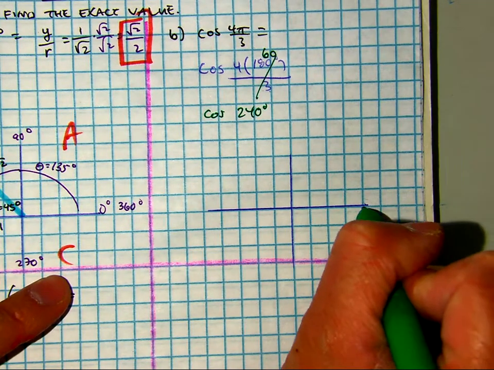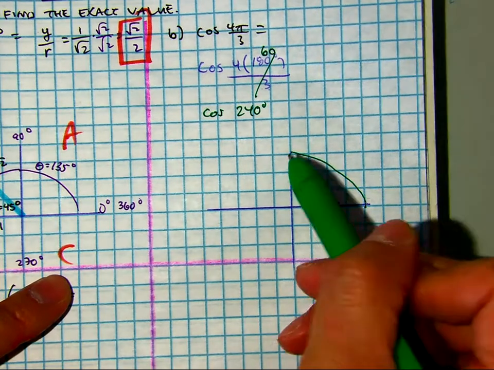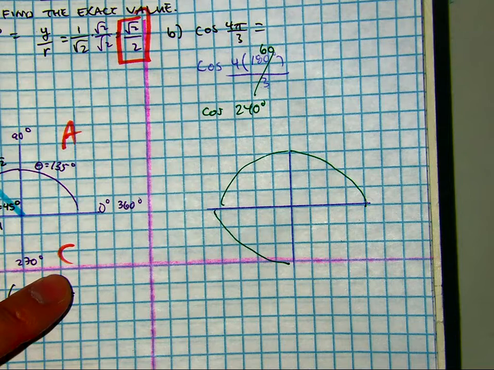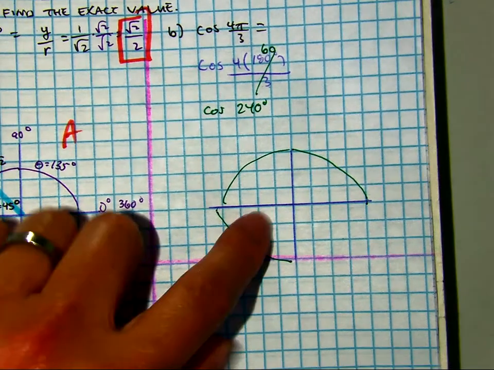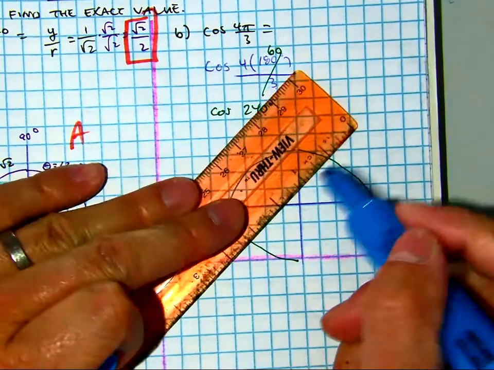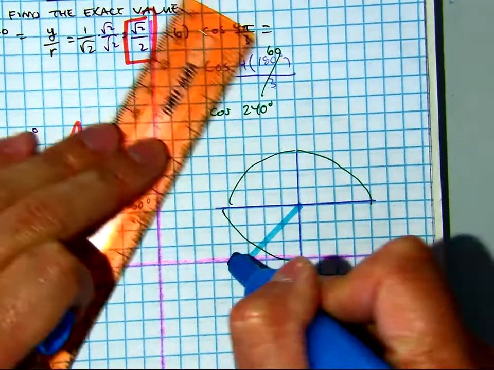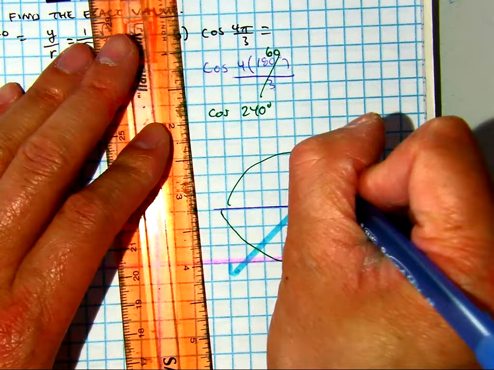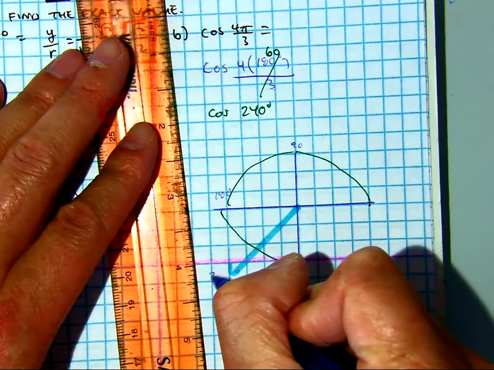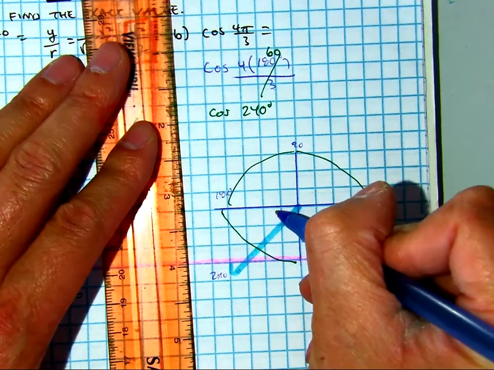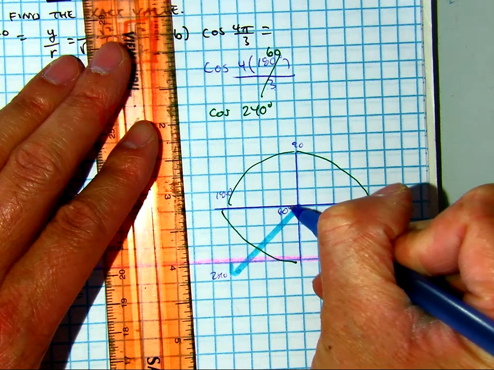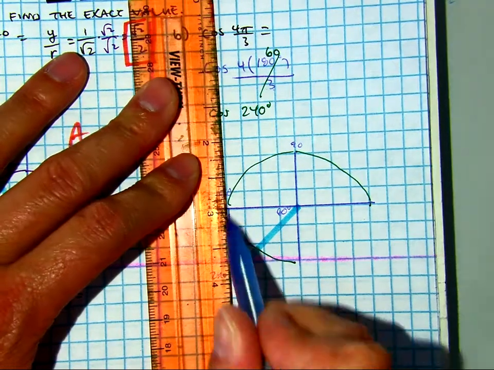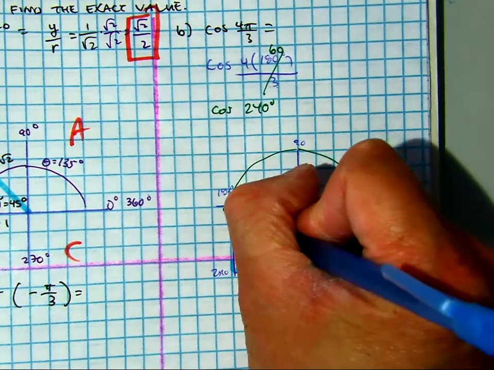Class, count in degrees. Too much, right? So I know I'm in quadrant 3. This is 90, this is 180, this is supposed to be 240, so 240 minus 180 gives you 60. Class, how do I make my triangle? We're going to go up. Zoom in for you.